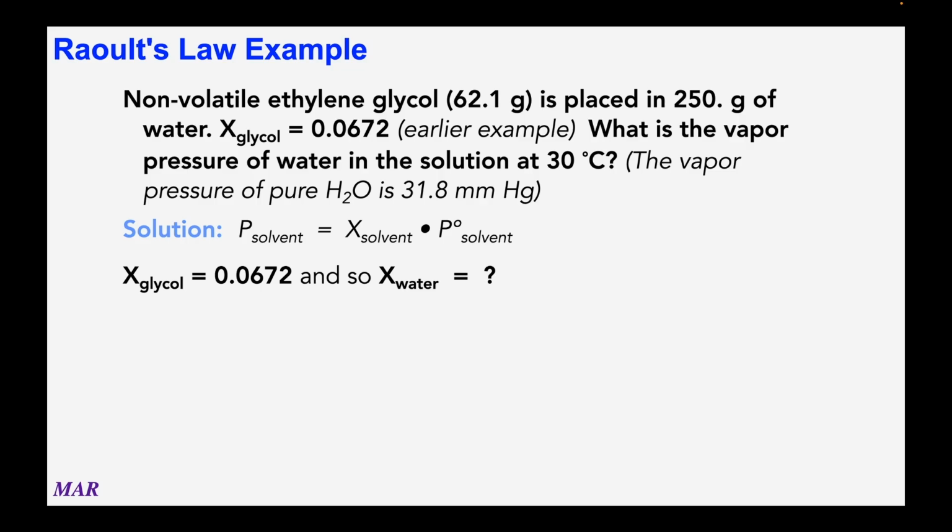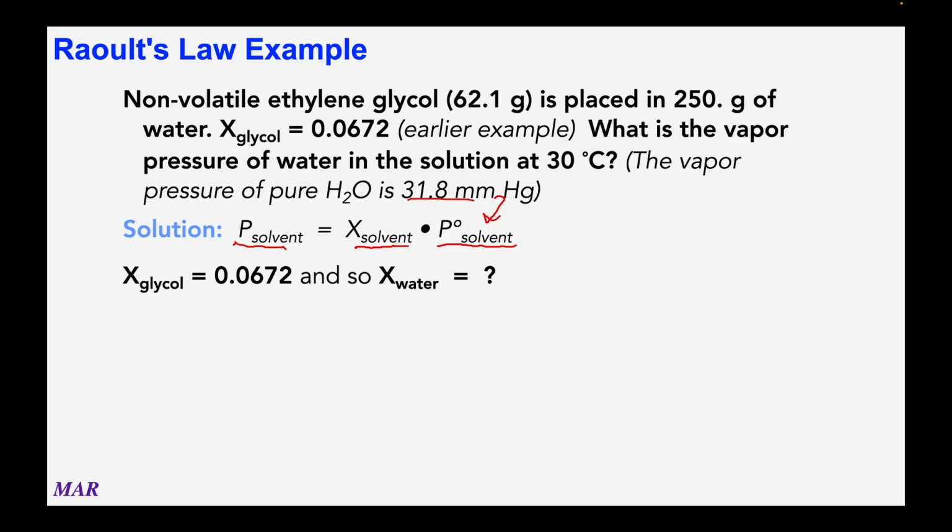So to figure this out, we need to figure out P solvent. That's going to be the vapor pressure of water in the solution. And that's going to equal mole fraction of solvent times vapor pressure of pure solvent. And 31.8 is P0 solvent. All right, that's the vapor pressure of the pure solvent. The answer we're going to calculate will probably be a number less than 31.8. So that's another cool thing to keep in mind. Earlier, we calculated the mole fraction of the ethylene glycol, 0.0672, and we want the mole fraction of the water. Now, you could take moles of water and divide it by moles of ethylene glycol plus moles of water.